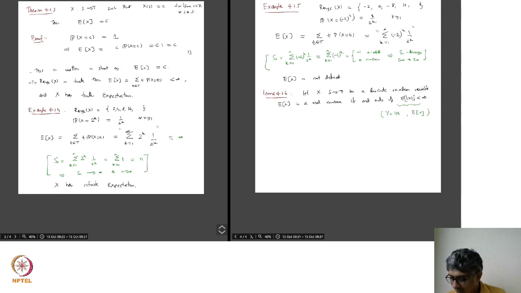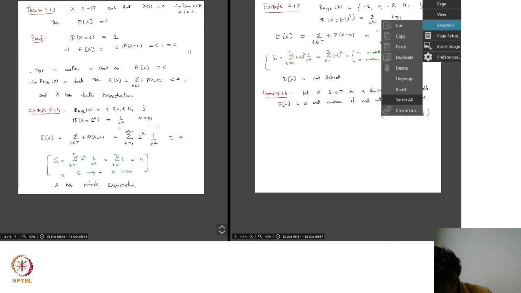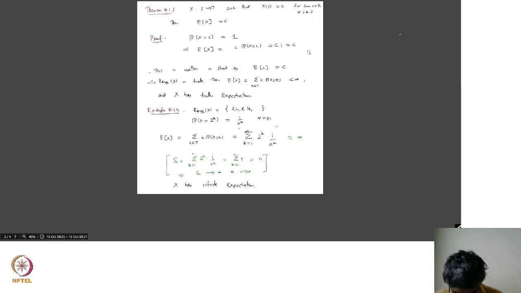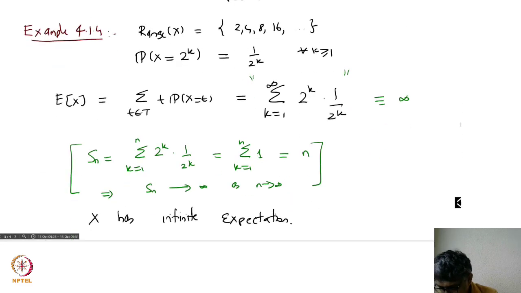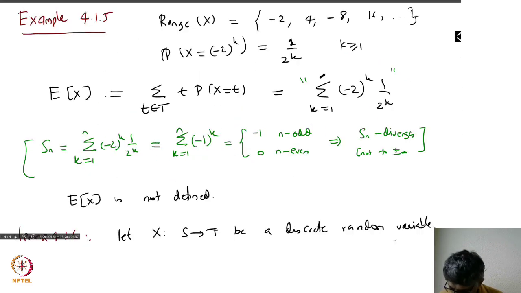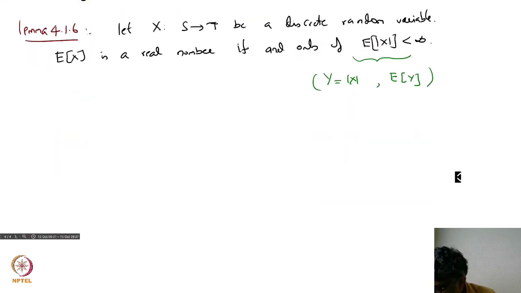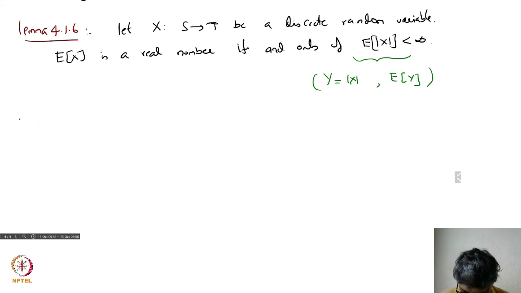Now I'll conclude this first class with the following: what do you mean by E of x, physically? All this formula is fine, but we'll try and prove the lemma in the next class. We'll prove the lemma next class. The proof will be done soon.